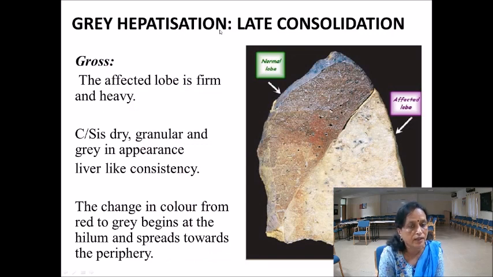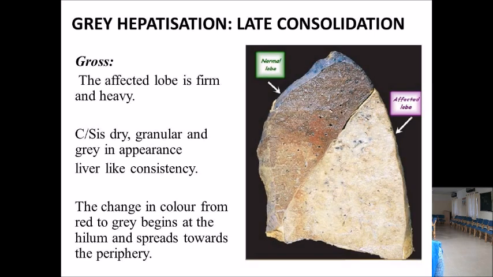Next stage is red-grey hepatization. So here that congestion has come down. See, the red color has changed to grey color. That means there is less vascularity here. Lot of exudate is present, and the cut section is quite granular. This is the cut section what we are seeing. The entire lobe is involved. It is granular, liver-like consistency, grey in appearance.